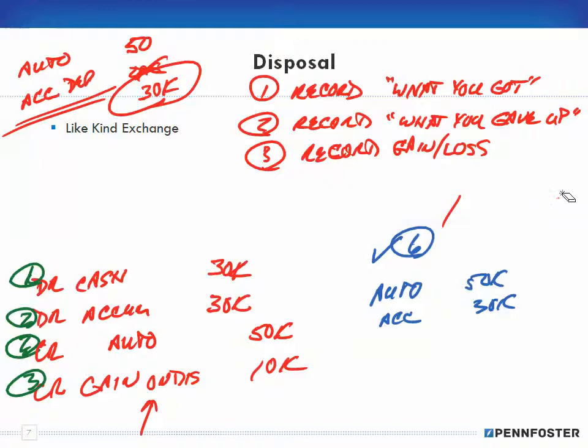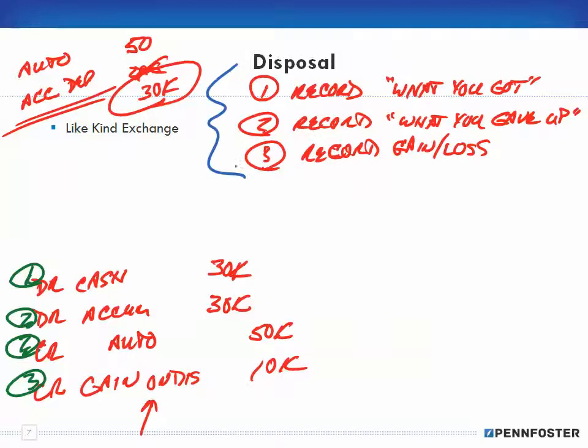If you just follow along the steps and keep that thought process of record what you got, record what you gave up, and then back into the difference as a gain or loss, you should make your journal entry easy. However, just realize that before you do that, you have to make sure your accumulated depreciation is up to date. And in this case, I'm just talking about receiving cash.